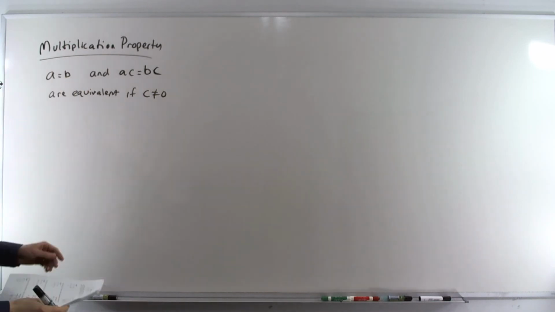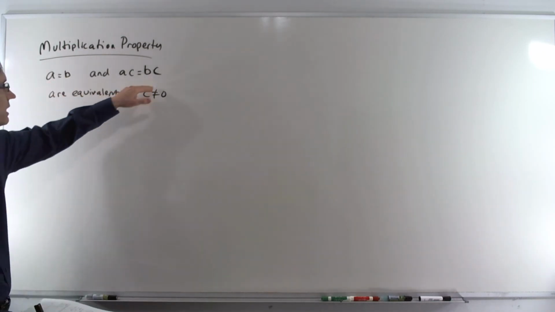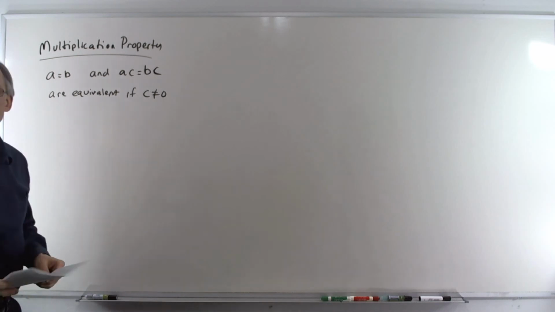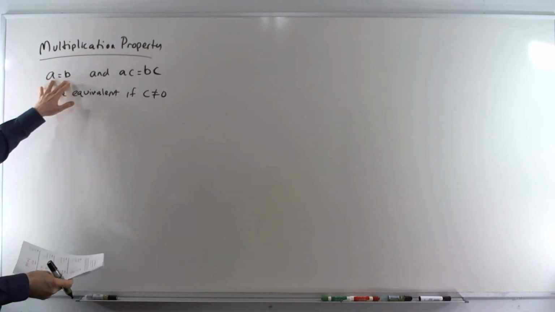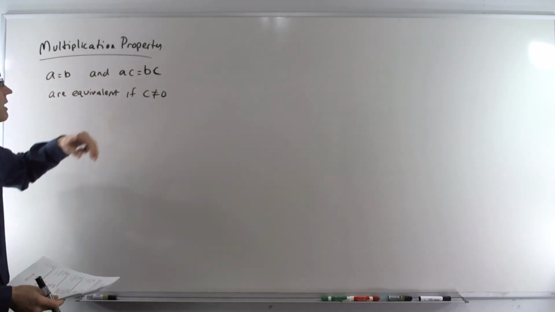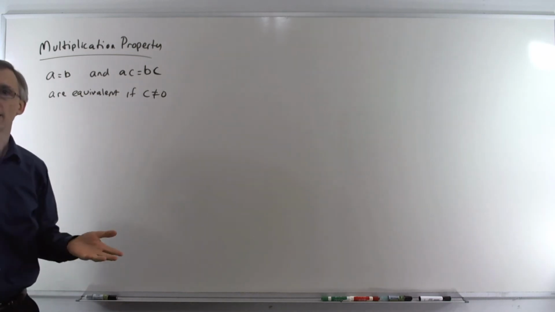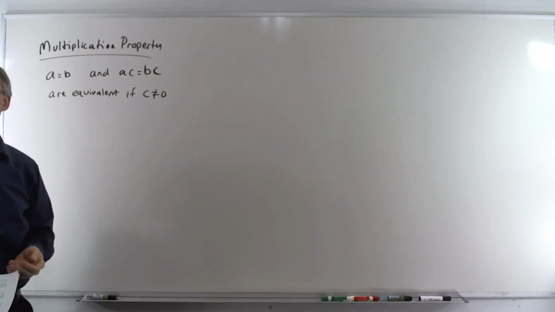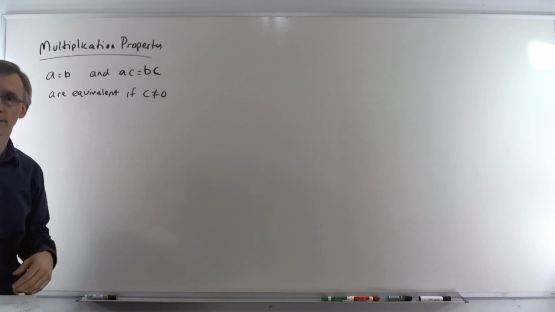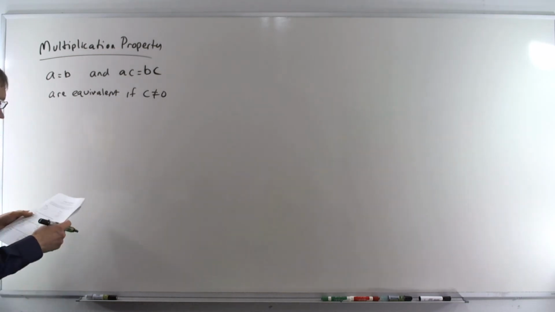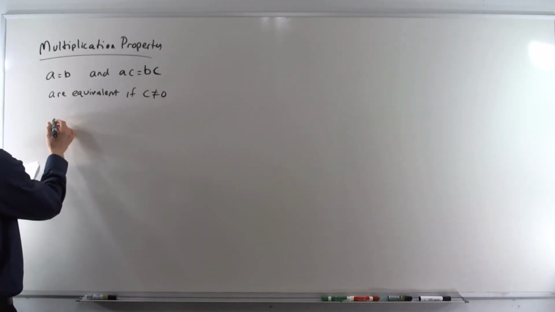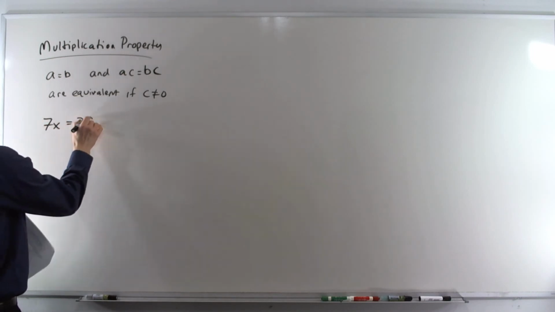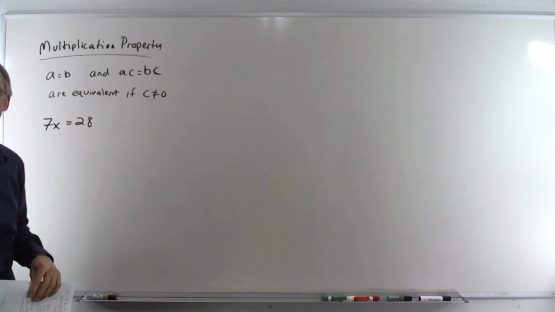So here we've got two equivalent equations, A equals B and AC equals BC. So that means we can take any equation, multiply both sides of the equation by the same number. We've got an equivalent equation, which means we have not changed the solution set. So when we're solving equations, we can always multiply both sides of the equation by the same number. So 7x equals 28. And this works with division as well.